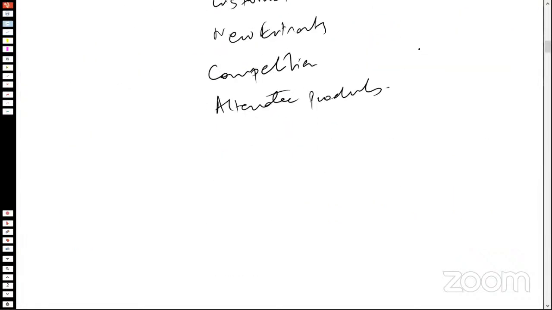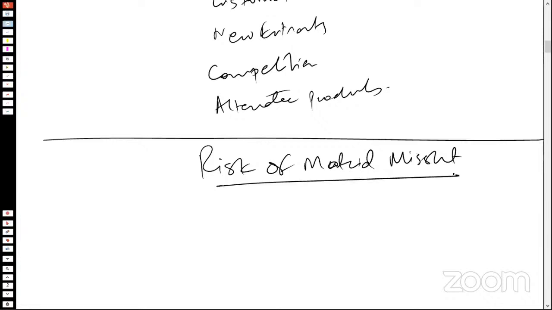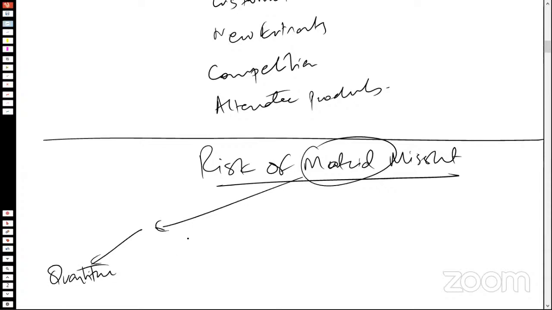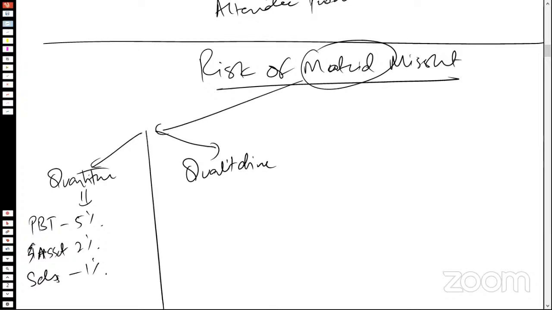If I talk about the concept of the risk of material misstatement, you do have an idea that whenever we talk about the concept of materiality, what is materiality? An item could be material. The materiality could be judged on the basis of quantitative aspects, and it could be judged on the basis of qualitative aspects. What exactly do you mean by the quantitative aspects? Generally there are thresholds: if an item is more than 5% of the profit before tax, that is going to be considered as material. If an item is more than 2% of the total assets, that is going to be considered as material. If an item is more than 1% of the sales, that is going to be considered as material.